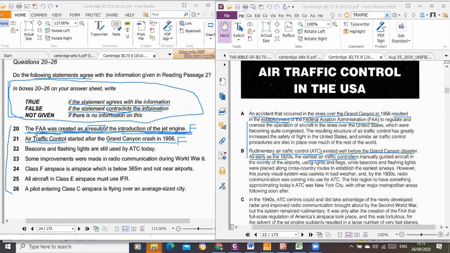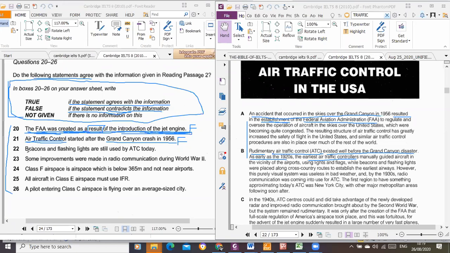It will be true if ATC started after the Grand Canyon accident. It will be false if it started before it, okay, as we can see, and it will be not given if there is not enough information for us to justify whether it is true or false. You can spend a few seconds on these questions.